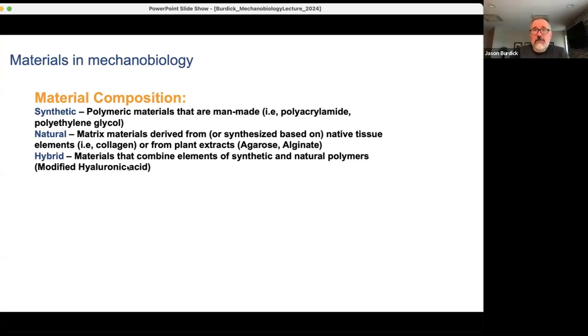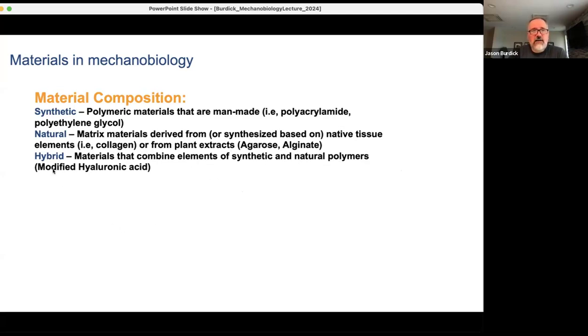Natural materials get much more complex, but I think it's easy to argue why those might be relevant. So things like collagen, mimicking that fibrous material of the ECM, and then other types of sugars, things like alginates and agarose that aren't found in the body, may be found in plants, which you've heard a lot about this week as well, but are easily tunable to change their material properties.